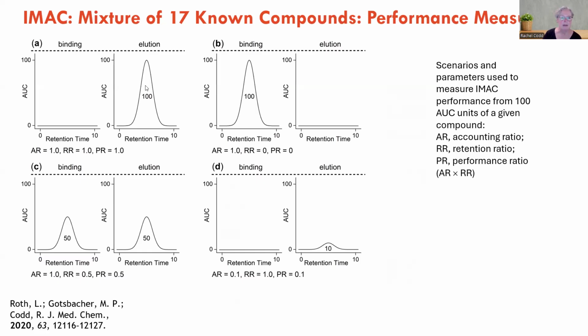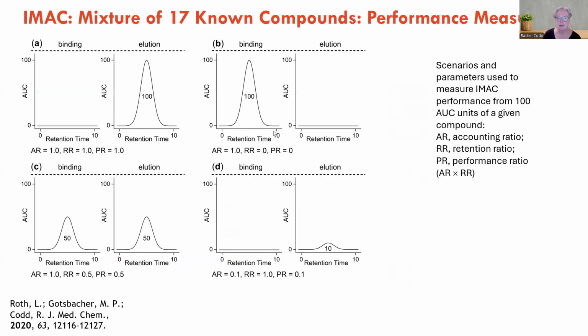If we have this system in panel A, which is the most successful outcome, where all of the compound has been successfully retained on the resin and successfully eluted, then we would have a retention ratio of 1. That's perfect. And then we created something called the performance ratio, which was simply the multiplication of the accounting ratio and the retention ratio. So this is the ideal situation.